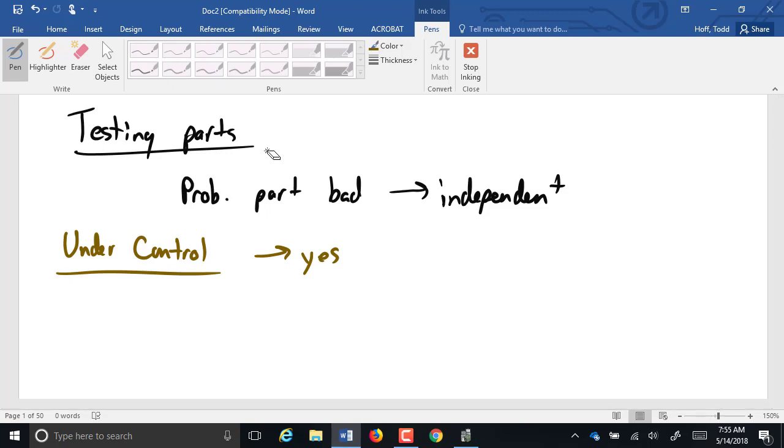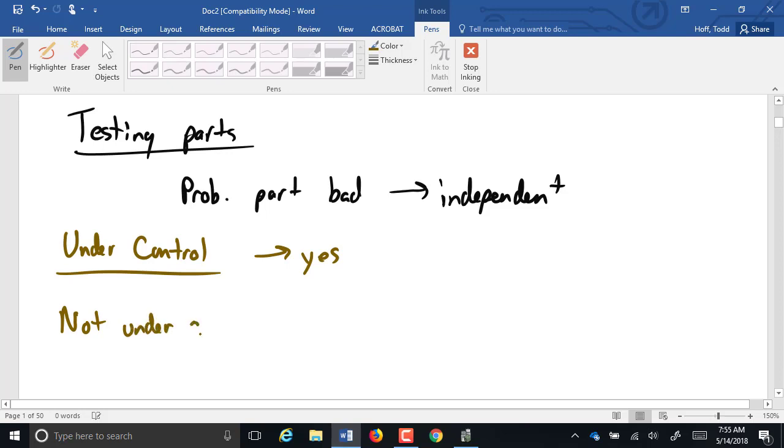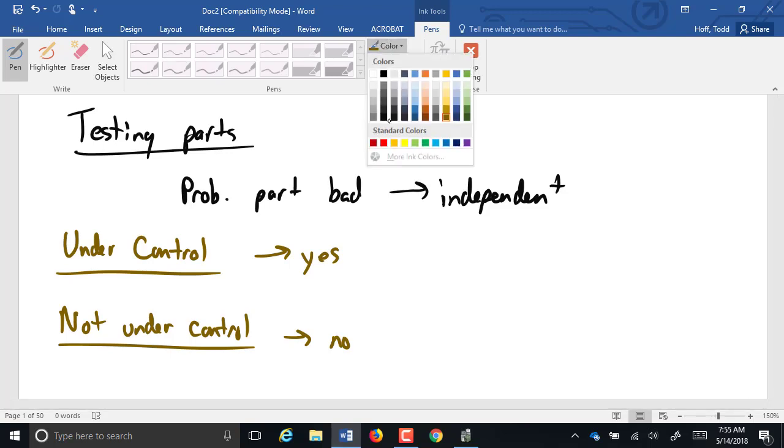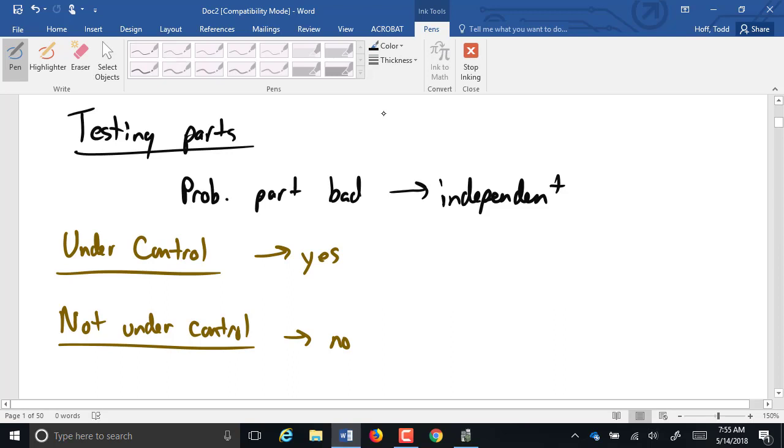If it's not under control, then no. If one part is bad, that increases the chances of the next part being bad. And that's what we're looking for when we're looking at quality control. Can we see when it's predictable? If having one bad part does not help us predict whether the next part is bad, that's actually a good thing. Does that make any sense?